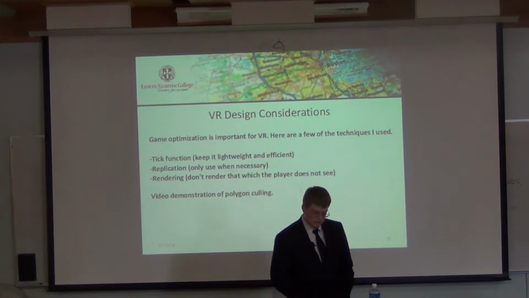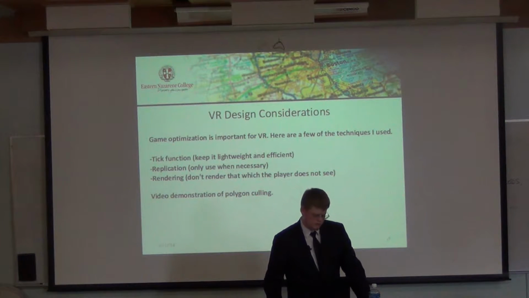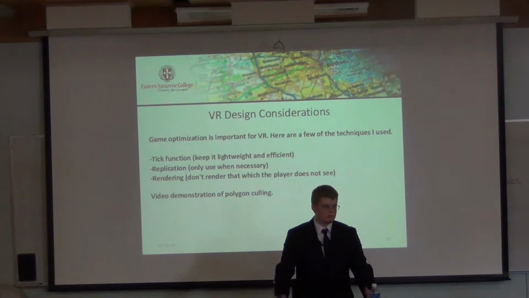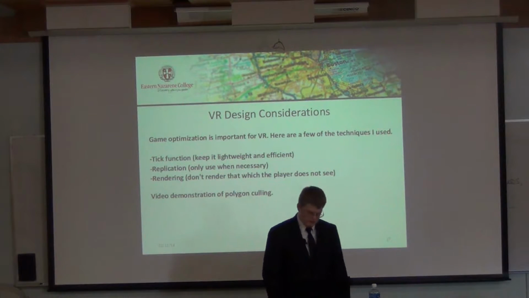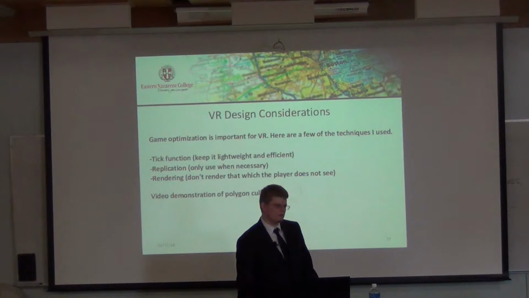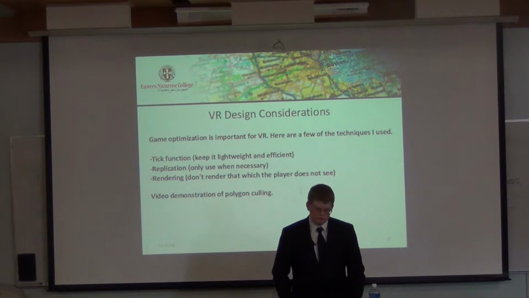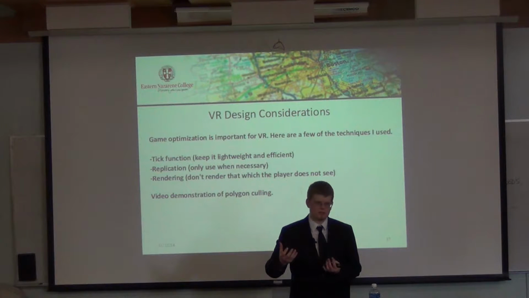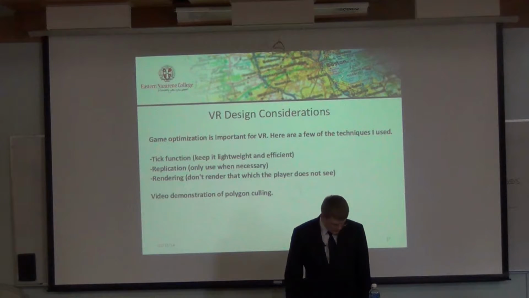Another technique is minimizing rendering as much as possible. This one's kind of obvious because our main problem is rendering. So if we can cut down on the amount of rendering that we're doing, our game is going to run a lot faster. And so one thing is that you don't need to render that which the player doesn't see. So if the player is never going to see a certain object, why render it? It doesn't make sense.